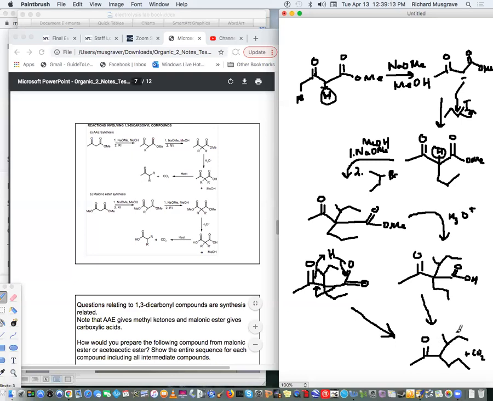So you can see that depending upon what we add, we can add whatever we like to end up getting any kind of methyl ketone that we want. Does anybody have any questions so far?